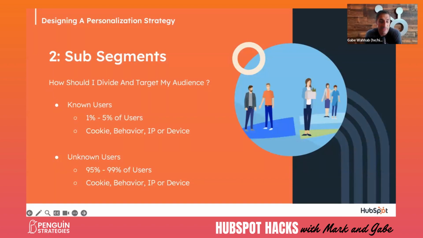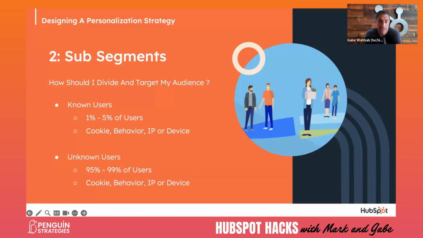Our next step is called subsegments. And this step's really all about how will I divide and target my audience. This is who you want to personalize to. And you'll notice I call this subsegments, not segments, not personas. While your personas or segments will certainly have a heavy influence on how you divide your audiences, subsegments are groups within your segments or personas. And one of the key reasons for that is that at least 95% of your traffic will be unknown users, and I won't have the same level of data as I will with a known user.